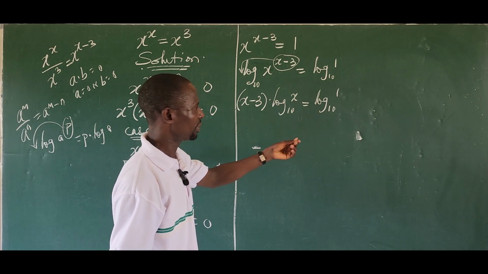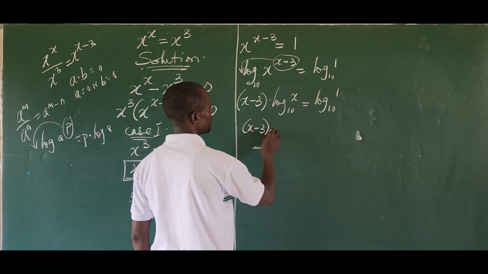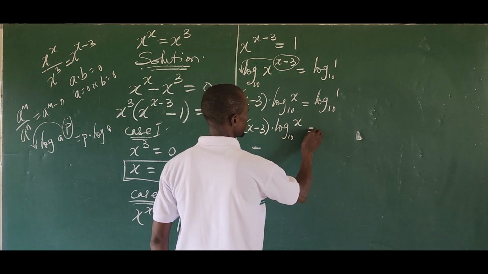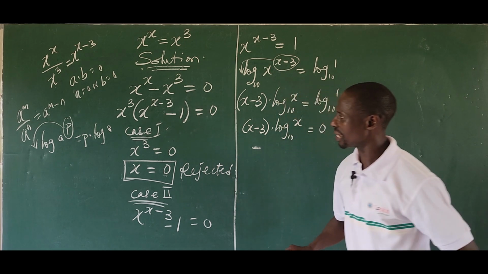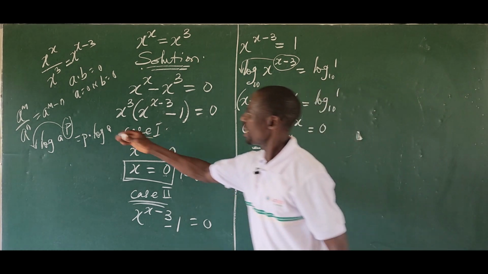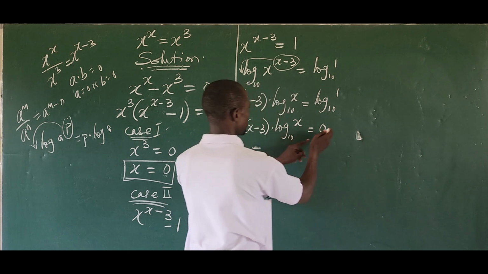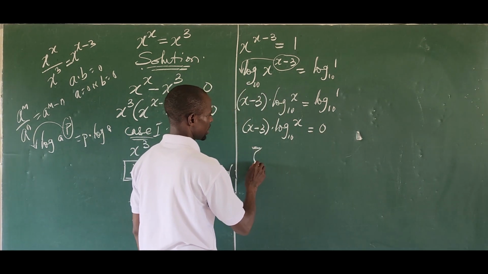It's 0. Okay, so we now have this to be (x minus 3) times log x base 10. This is equal to 0. Again, we apply our zero product rule. So from here, look at our zero product rule. Okay, from here, we can equate this to 0, equate this to 0. So this is going to give us here our cases.